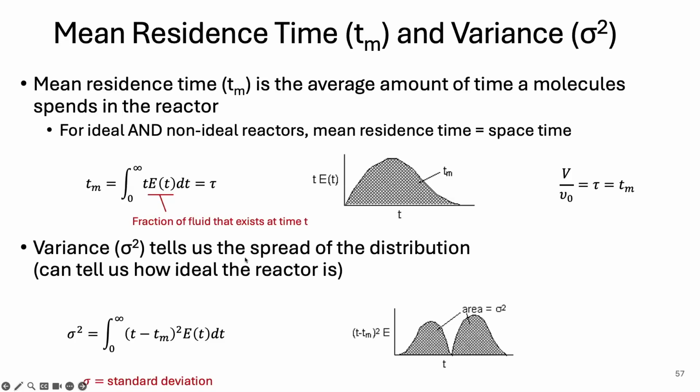The variance tells us the spread of the distribution. We can use this to tell how ideal the reactor is by understanding how broad or not broad the spread of the distribution is. So we calculate that using the following function. We take the product of t minus tm, squared. So first we must calculate tm. That product times our E of t function times dt, and integrate the total area under that curve.